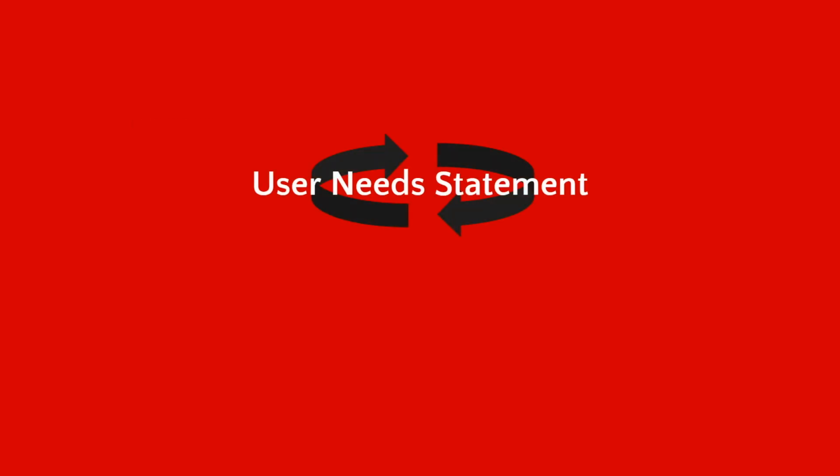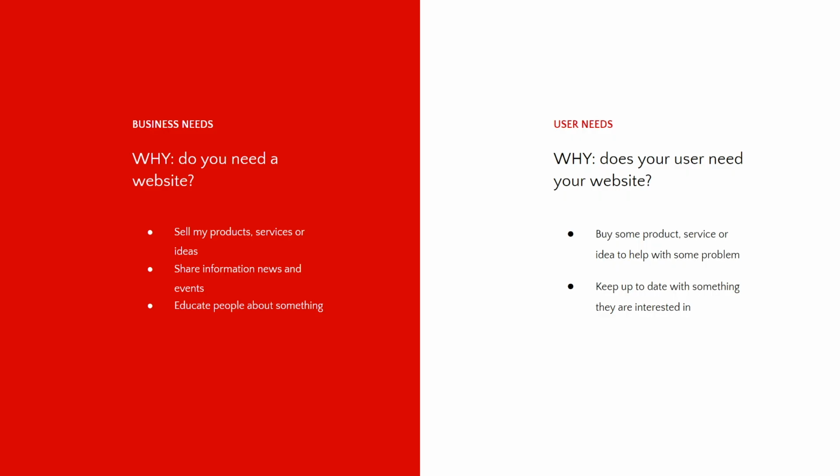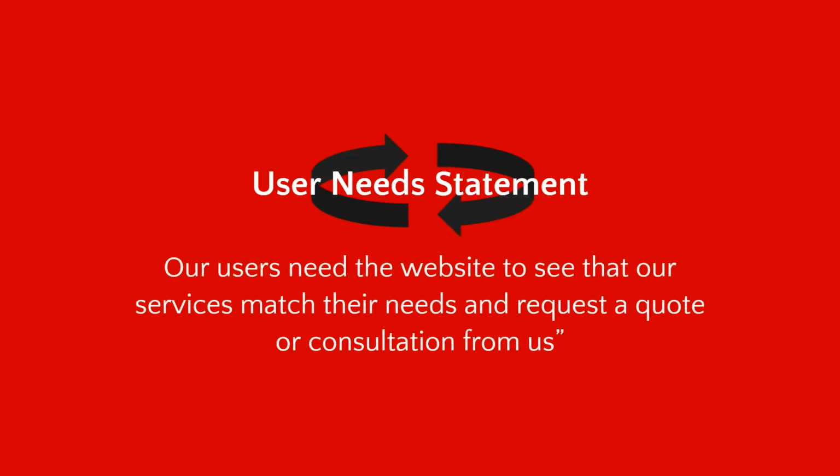The first need statement we have is our user need statement. In this example, we're going to say our users need the website to see that our services match their needs and request a quote or consultation from us. If we go back really quickly, we can see that from that really simple need, we can create a much bigger and much more useful statement. It's not just buying a product, but they need our website to see that our services match their needs.